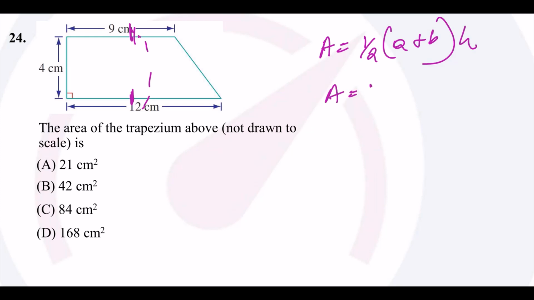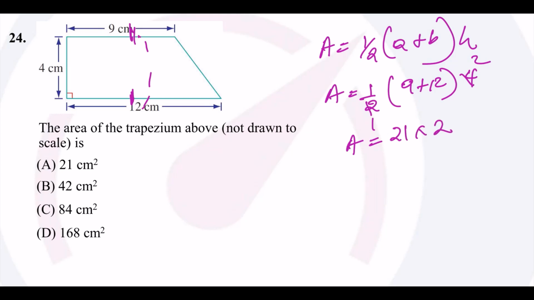So A is equal to half times 9 plus 12, and the perpendicular height is 4. So we can find half of 4, which is 2. And 9 plus 12 gives me 21, times 2, and 21 times 2 gives me 42. And remember it's area, so we should be keeping our units, so it's centimeters squared. So our answer matches B.